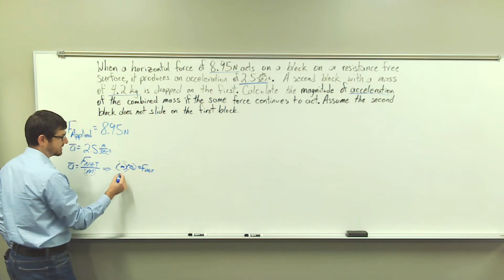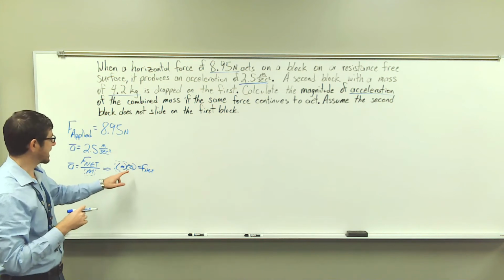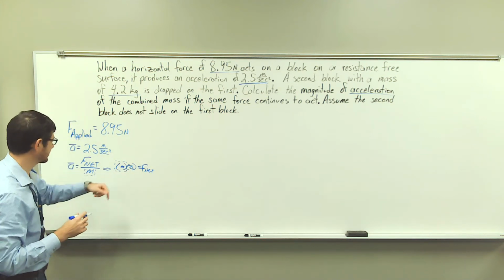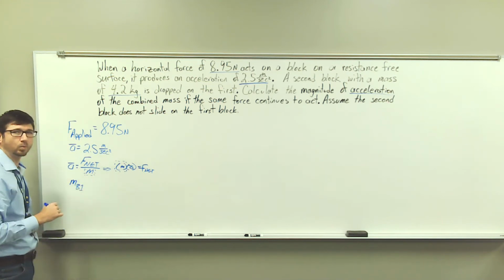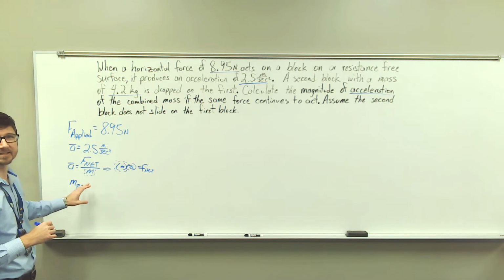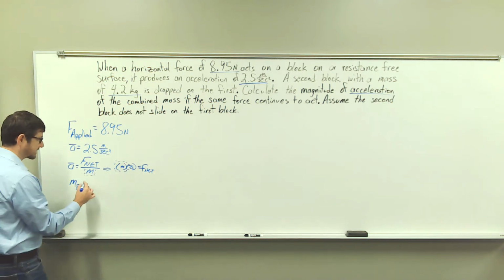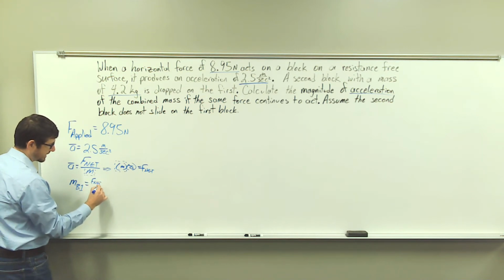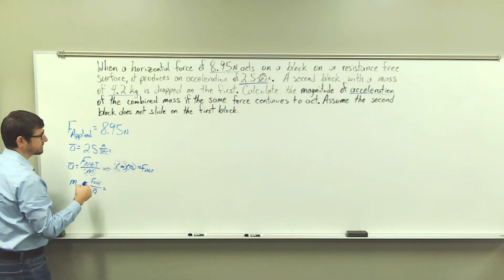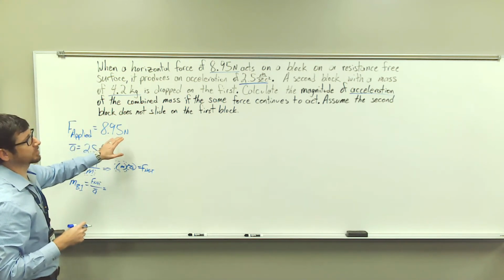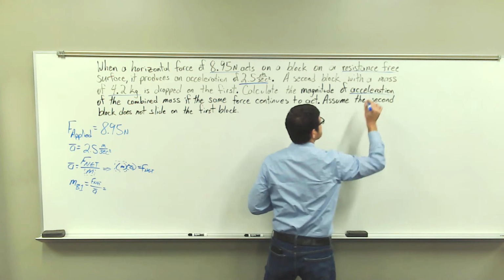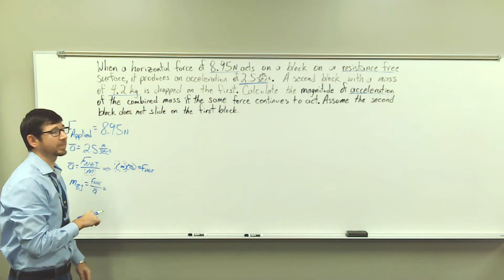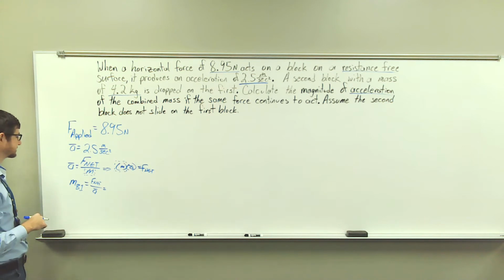Now remember, we're looking for mass, so I'm going to divide by acceleration on both sides of the equal sign. This gives me mass, and I'm going to use a subscript of B1, indicating this is the mass of block 1. This is net force divided by the acceleration. So net force is going to be our applied force, and that is our net force because we have a resistance-free surface. So we don't have any friction force working against us here.